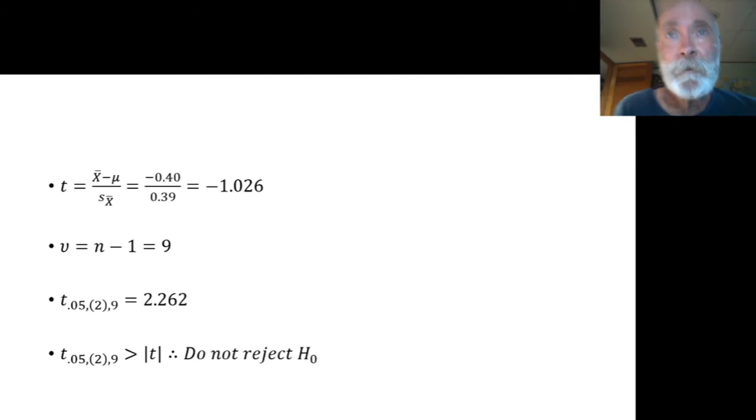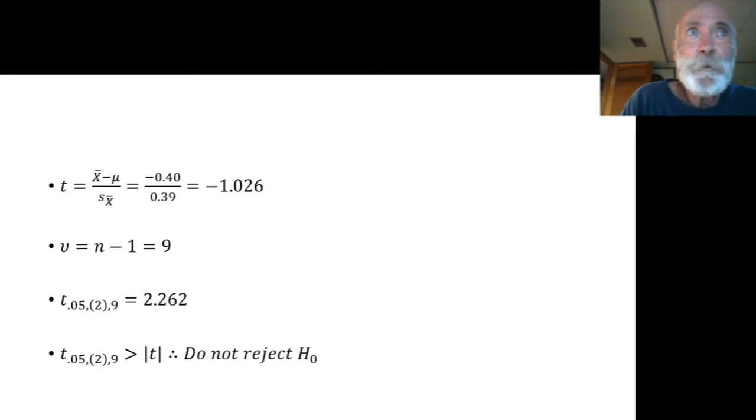We compute the t using the equation that we developed in the previous little video, and our computed value of t is equal to minus 1.026. Nu, which is our degrees of freedom, is n minus 1, which is equal to 9, so 10 observations minus 1 is equal to 9. We lose 1 degree of freedom because we're estimating the parameter mu. And then our tabled value of t for an alpha value of 0.05 and a two-sided distribution with 9 degrees of freedom is 2.262.